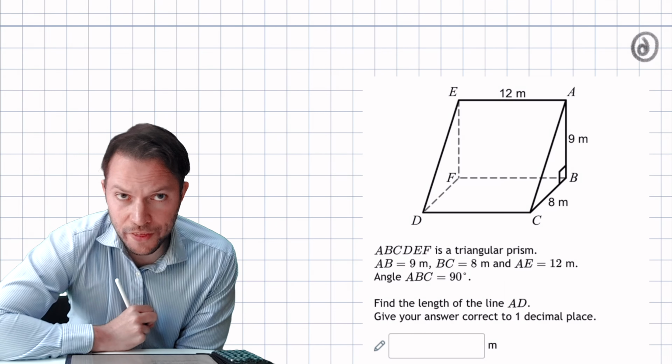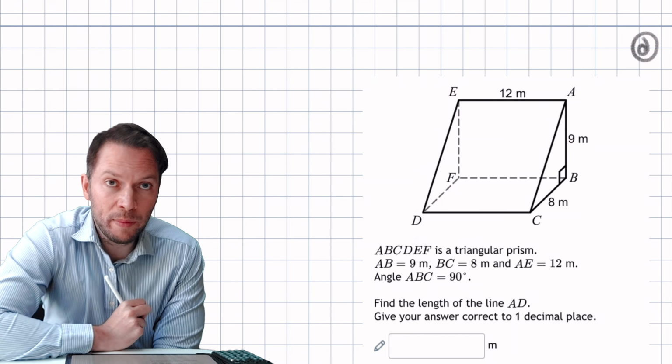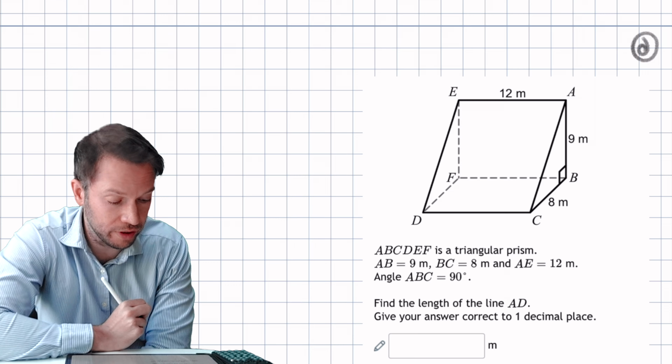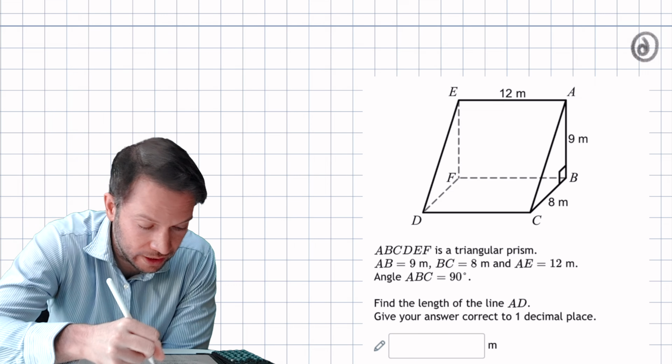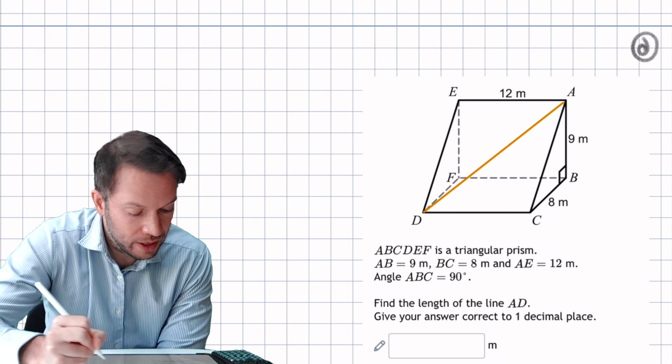Hi, in this video we're going to find the length of a face diagonal of a prism. Now what I mean by face diagonal is just a diagonal across one of the faces of this 3D shape. So we're trying to find AD, which is this. Now how are we going to do this?